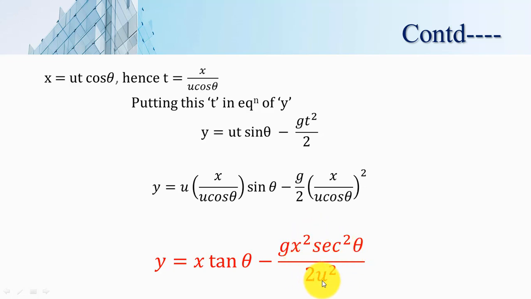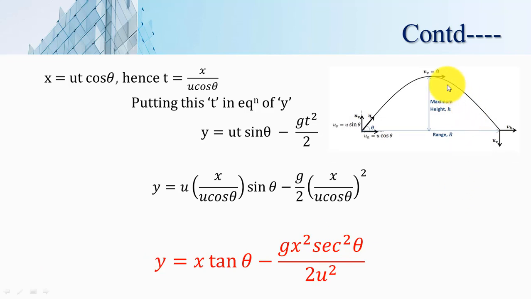Here this second term can also be written as gx square upon 2u square cos square theta. In either form we can use the equation. Now this equation is in the form of x and y. The position at any instant can be found by using this equation of trajectory. So these are some of the terms which are useful in projectile motion. You can use these terms to find different quantities related to projectile motion.